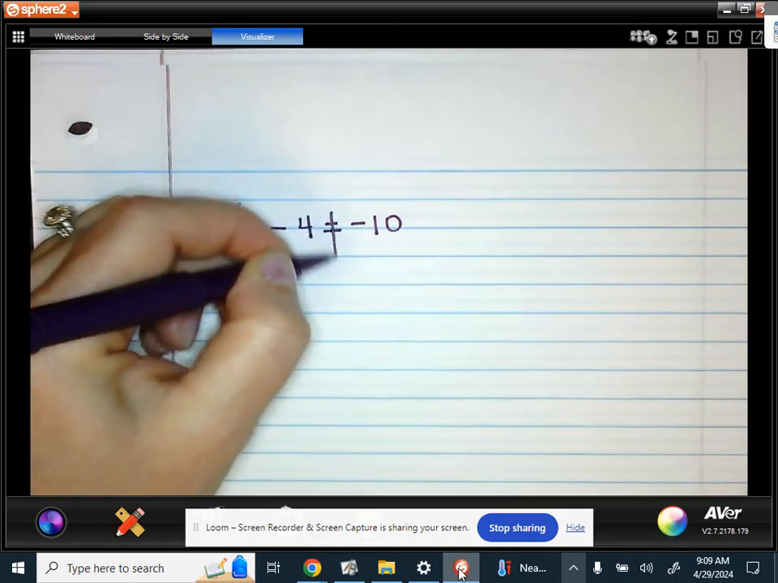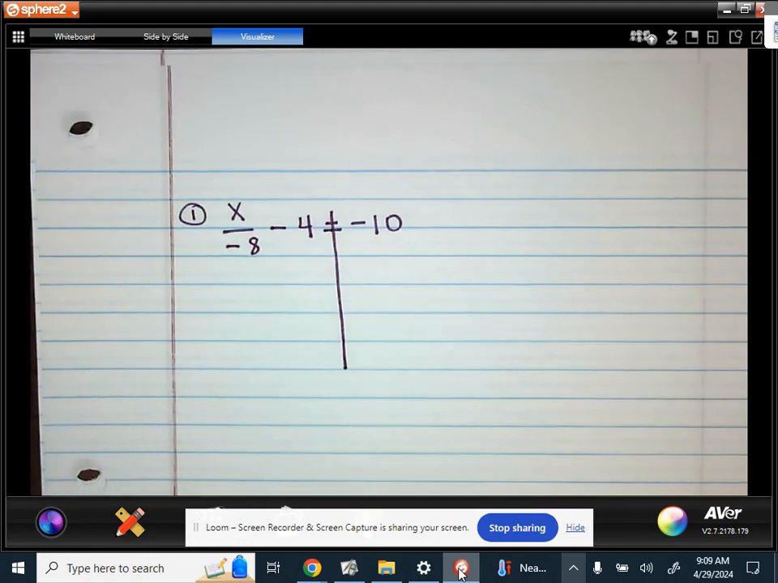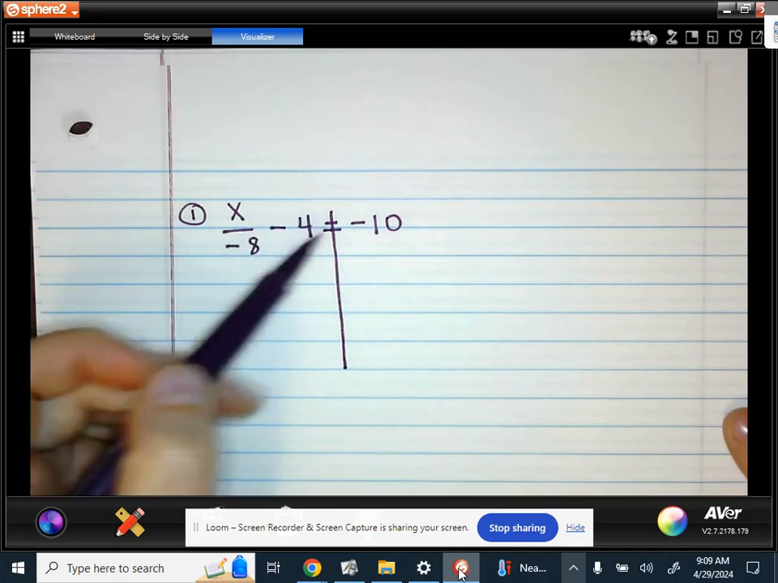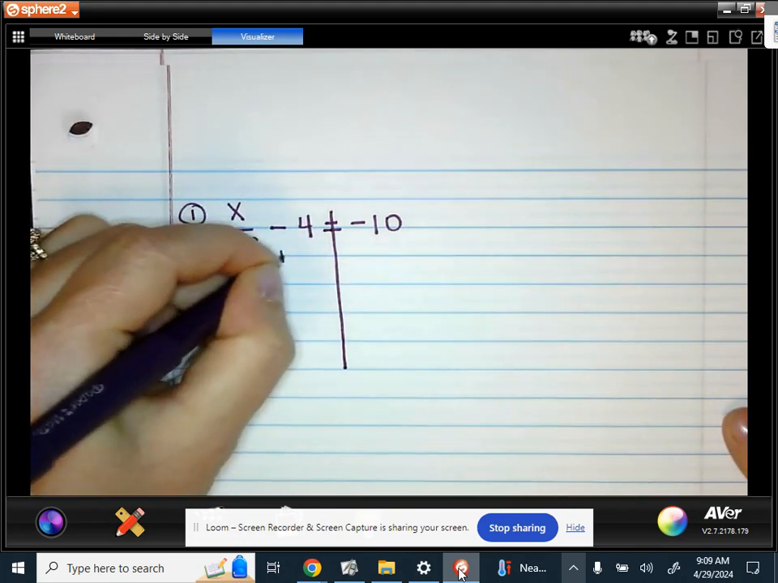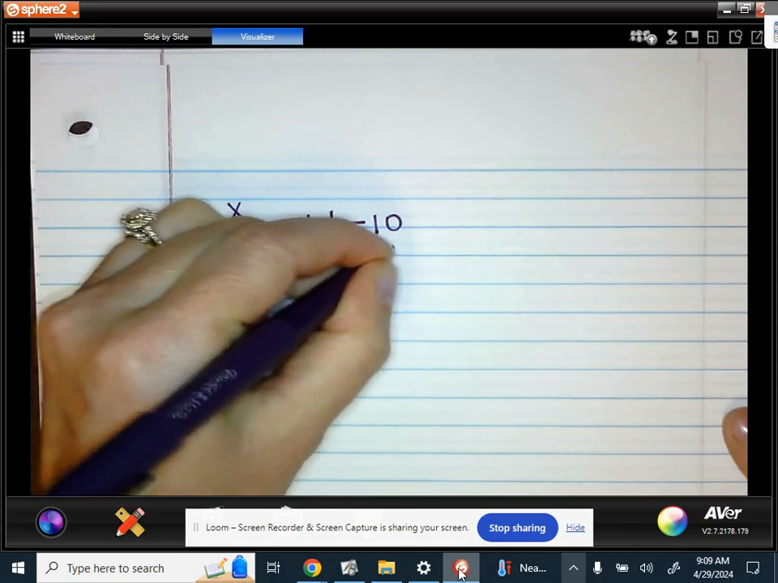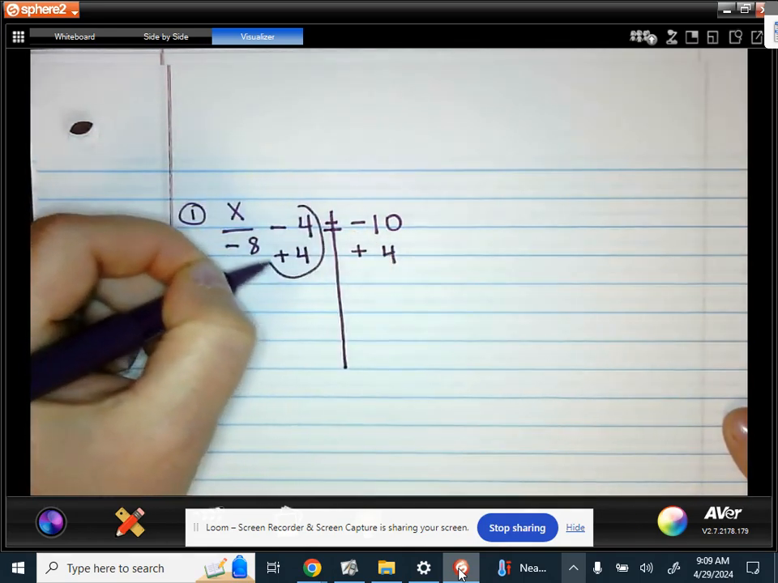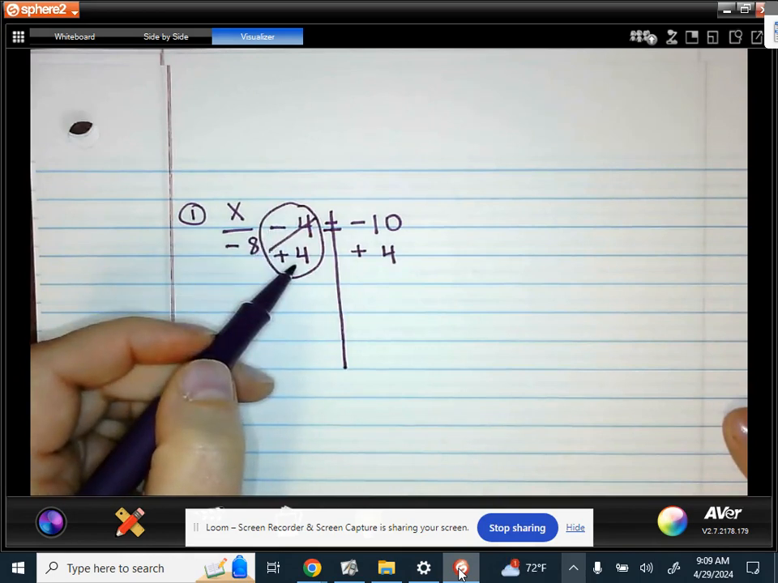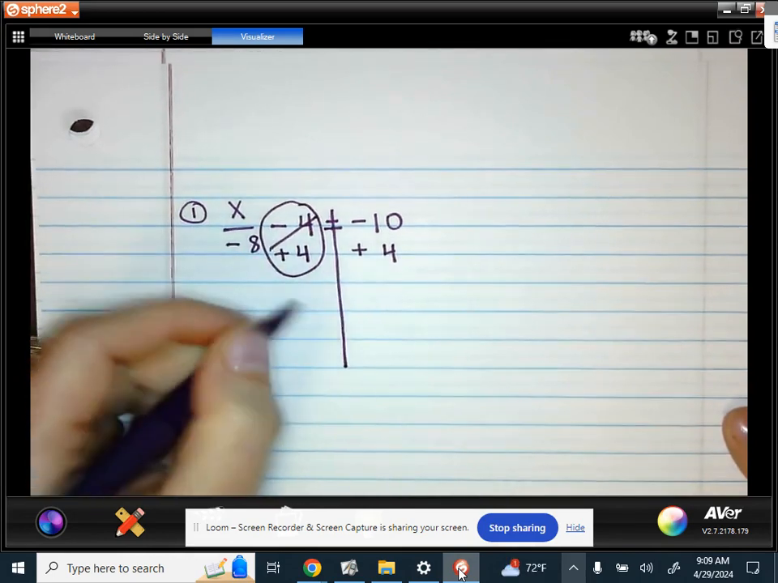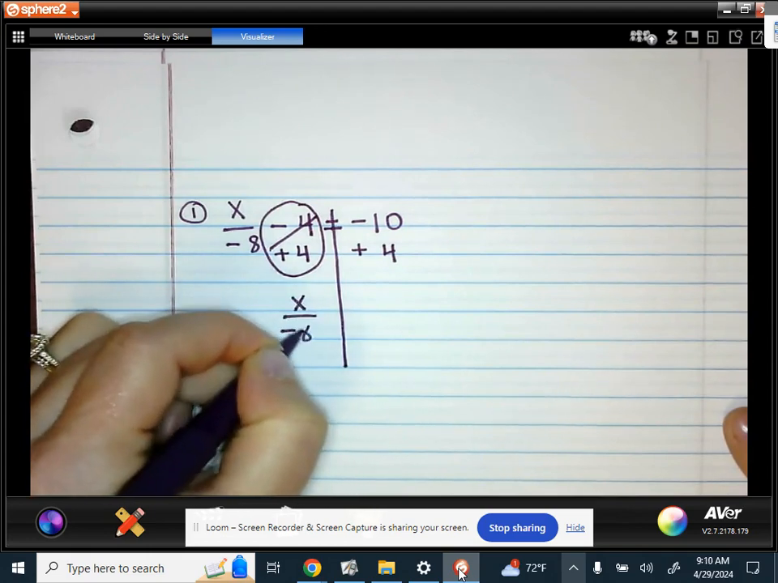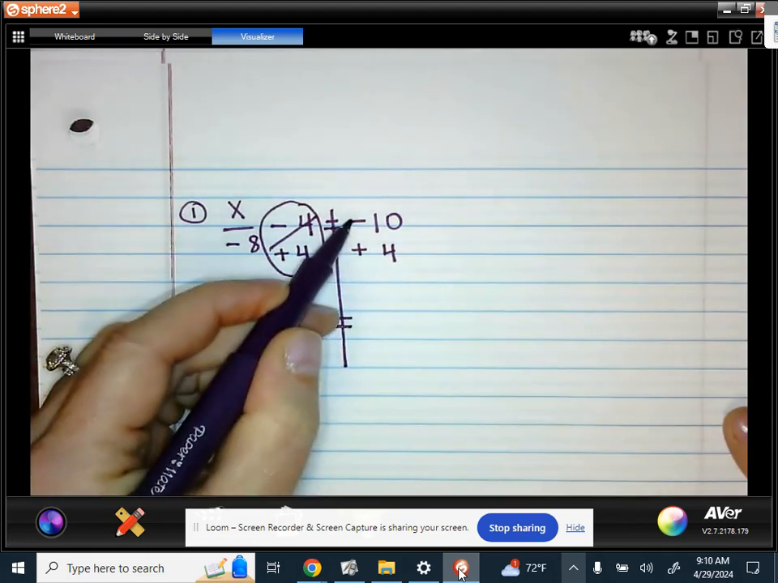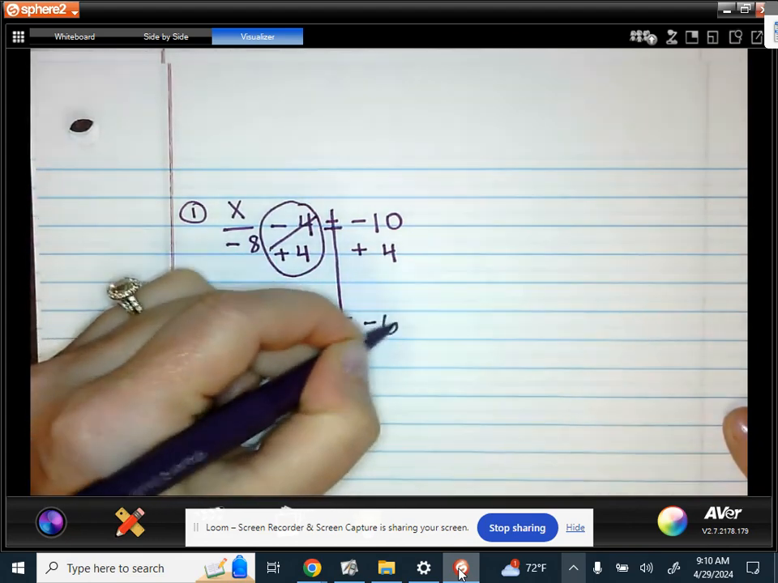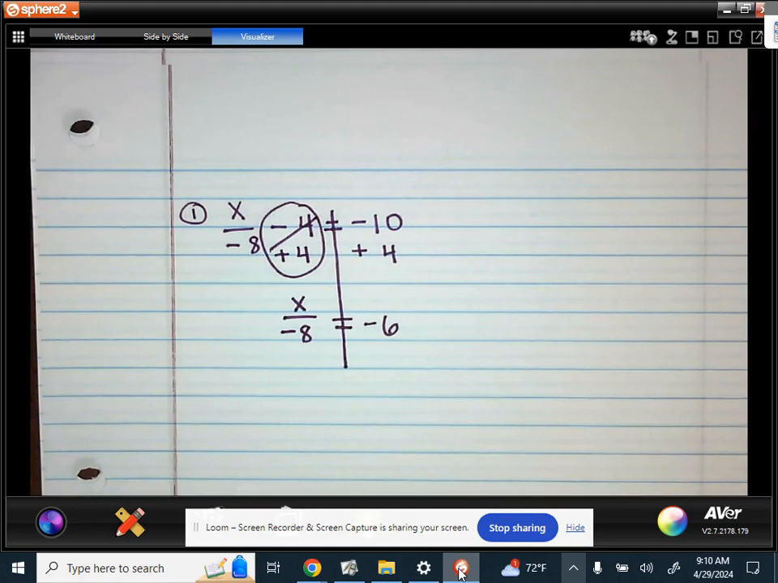So remember, we draw our line down from the equal sign. And don't forget that we always start with adding or subtracting. So we've got to get rid of this -4 by using the opposite operation. So we're going to do +4 on both sides. The -4 and the +4 are going to cancel out, leaving just x divided by -8. So we can bring down x divided by -8. And then over here, we have different signs. Different signs, we find the difference. So that's going to end up being -6 because we have more negatives.